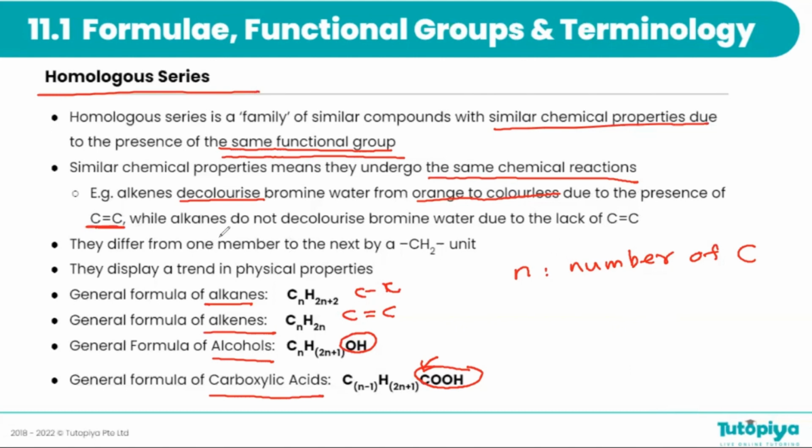Whereas alkanes, every single alkane, none of it decolorize bromine water because they don't have a carbon-carbon double bond. No alkane will have a carbon-carbon double bond. So every single alkane will react to bromine the same way, which is having no reaction. Basically, it will not react with bromine water because it doesn't have a double bond.